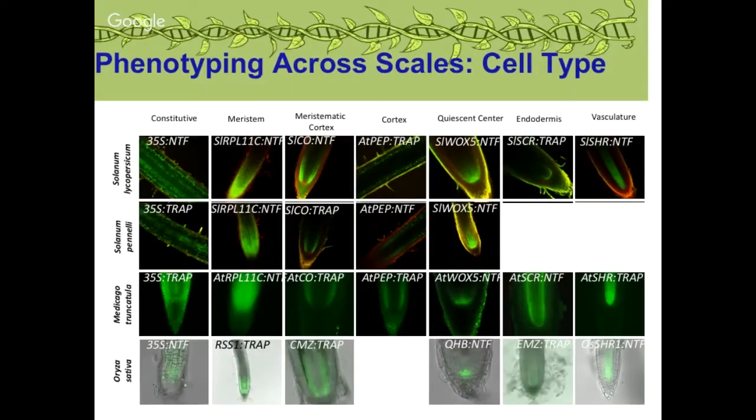Now collectively as a group, all 4 of our research groups have worked together to identify and establish promoters which mark cell types in a similar manner across these different species. These include constitutive promoters, promoters that drive expression in growing tissues or in meristem tissues, promoters that drive expression in 2 different regions of cortex cells within the root, in the stem cell niche, as well as in the endodermis and in the vasculature.